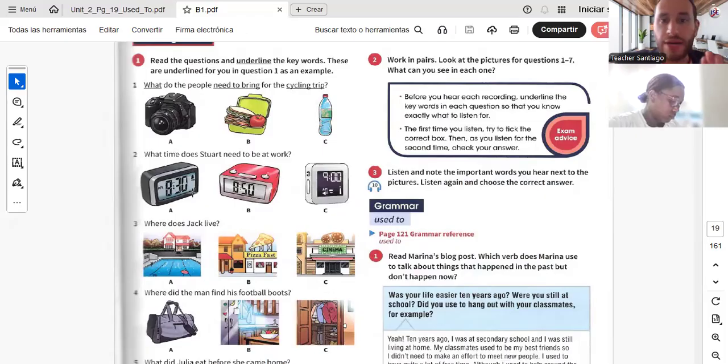Okay, so we have many questions. Let's check first of all. Always, when you're taking a listening or reading task, the first thing you have to do is to read the question and the options, okay? And then you need to understand it. And finally, you read or you listen. So, what do people need to bring for the cycling trip? So, camera, lunch, maybe, something like that, and bottle of water.